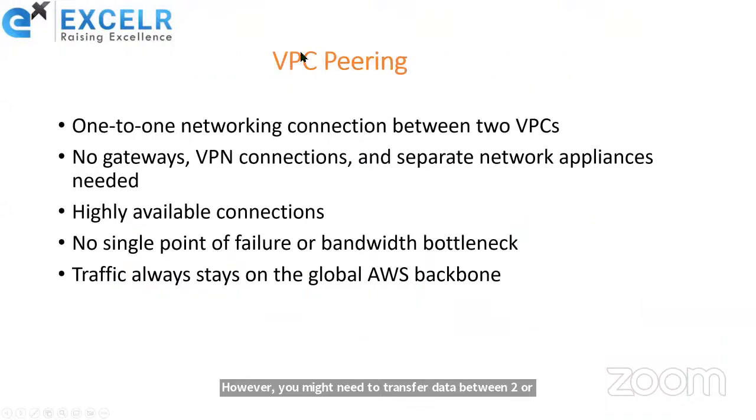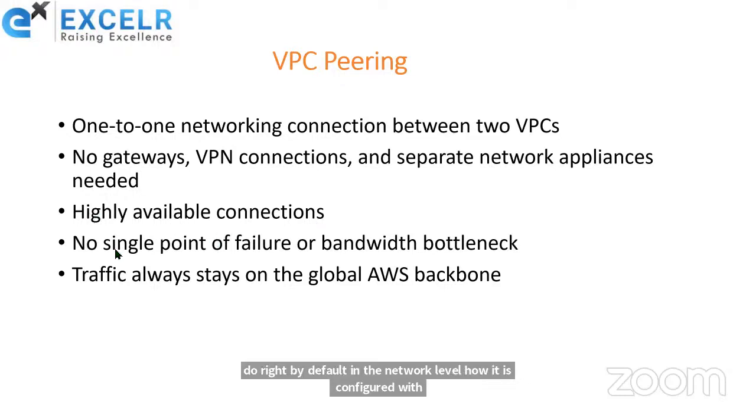So what is VPC peering? A one-to-one networking connection between two VPCs. No gateways, no VPN connections. Like if I want to access your home computer network, how is it possible? With the help of TeamViewer or Zoom sessions, VPN connections, and separate network appliances, right? At the network level, this is configured by default with VPC peering.